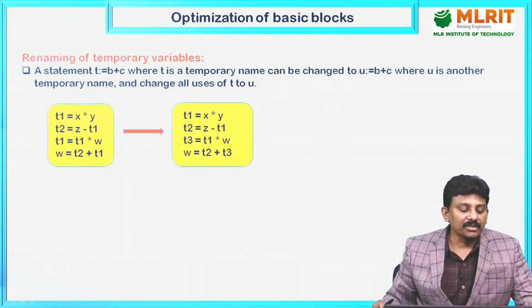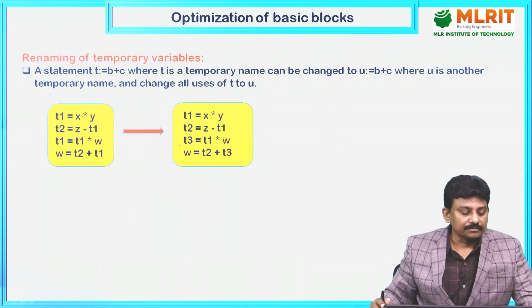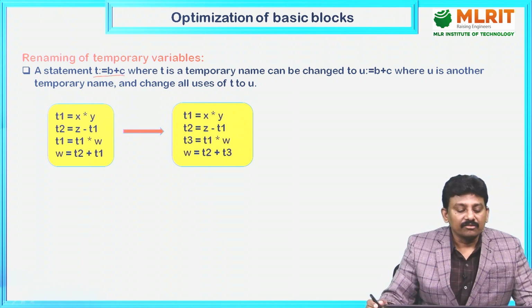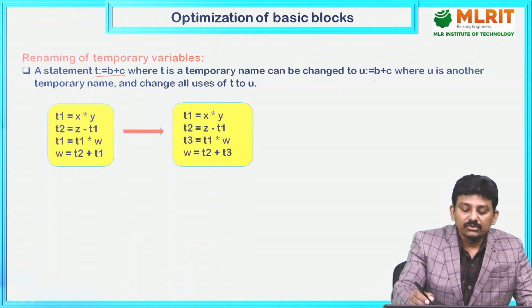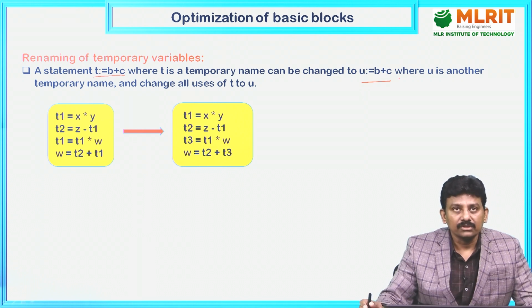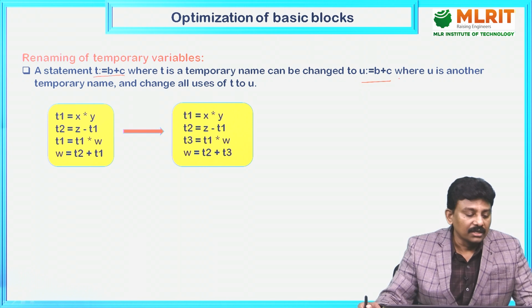Next, renaming of temporary variables. A statement T = B + C, where T is a temporary name, can be changed to U = B + C, where U is another temporary name, and we change all uses of T to U. T is changed to U. That is renaming of temporary variables. Why do we need to change the temporary variable names?